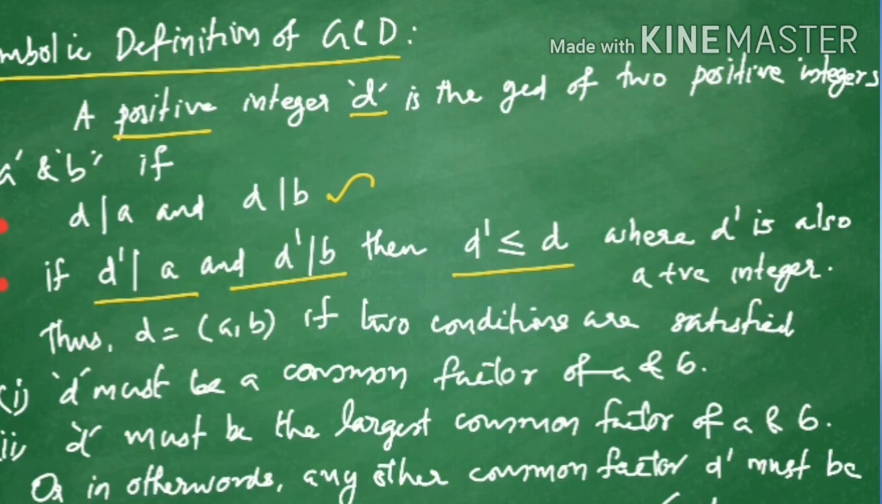So the positive integer D is said to be the GCD if two conditions hold. D must divide A and D must divide B, that means D should be a common factor of A and B. And D must be the largest one. How can we say that mathematically? If there is another common divisor D dash, that is, if D dash divides A and D dash divides B, then D dash must be less than or equal to D.